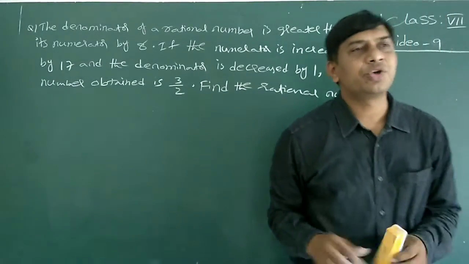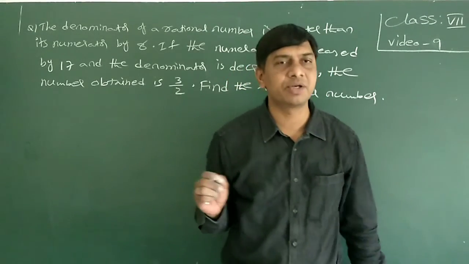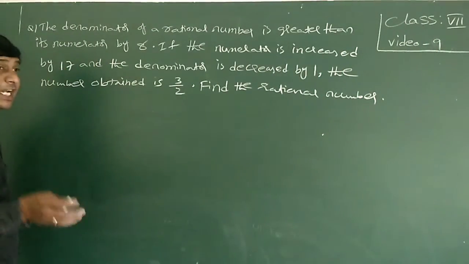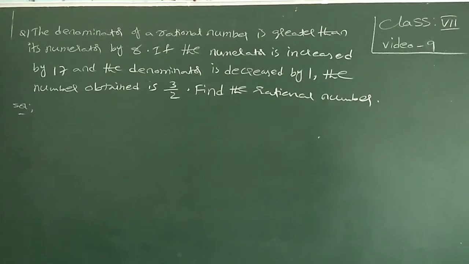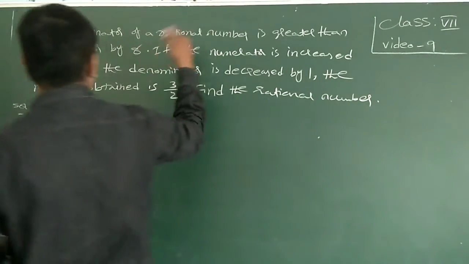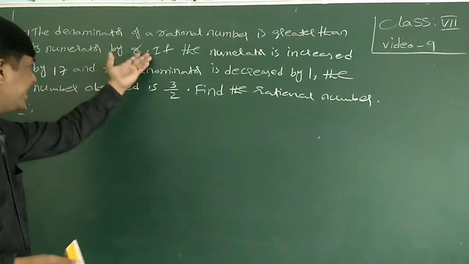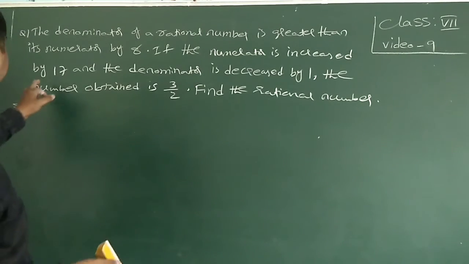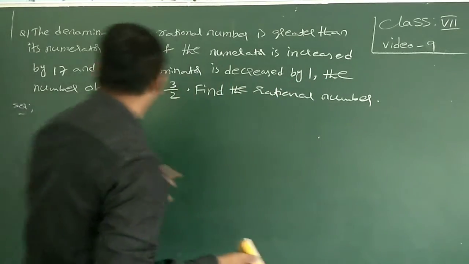First of all, do you know what a rational number is? Maybe you might have heard the word, somebody may know. Rational numbers are numbers which are in the form of p by q. This was the question given: the denominator of a rational number is greater than its numerator by 8. If the numerator is increased by 17 and the denominator is decreased by 1.